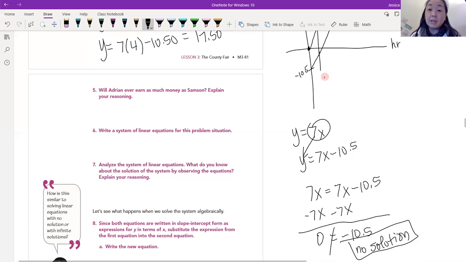Even with the graph, if you get lines that are parallel, the solution is where the 2 lines cross. Well, do the 2 lines ever cross? Which means that there is no solution, meaning they never cross, ever, period.